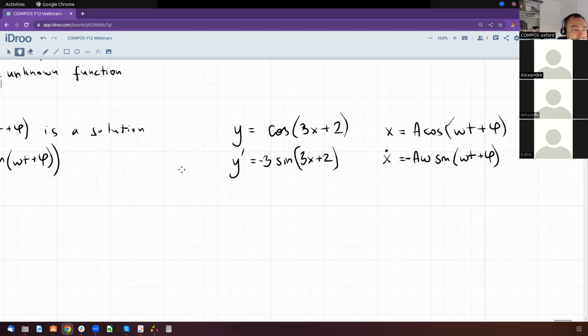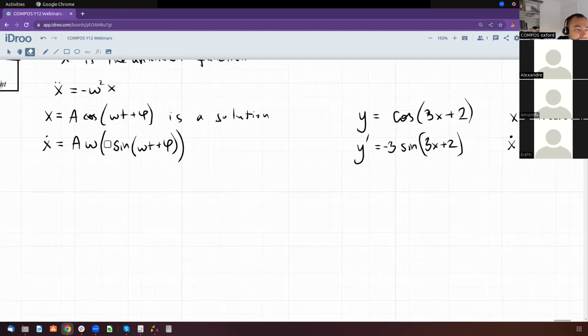Okay. So I can take the minus out. Minus. And now I find the second derivative. I differentiate it again. When I differentiate it again, I have another omega coming out because these are constants. So it's going to be minus a omega squared cos omega t plus phi.